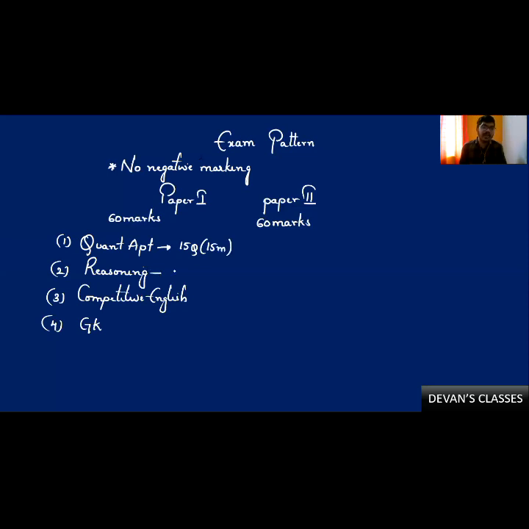Reasoning, 15 questions, 15 marks. Competitive English is for 20 questions, 20 marks. And GK is for 10 questions, 10 marks. So altogether, how many marks do we have? 60 marks for paper 1.